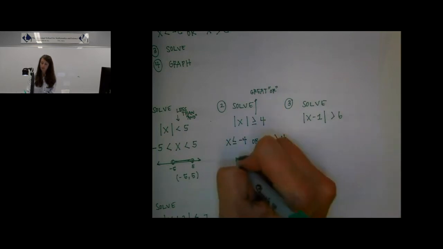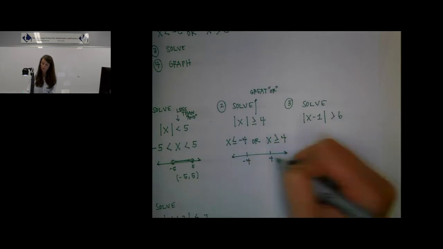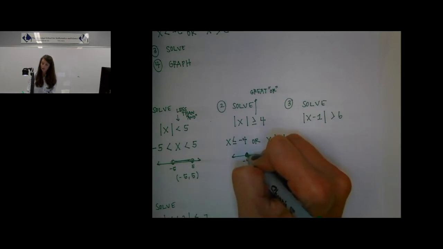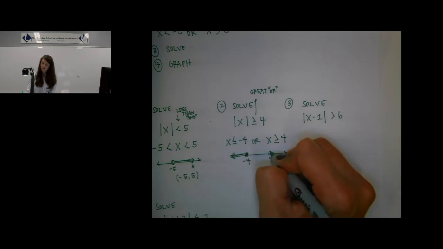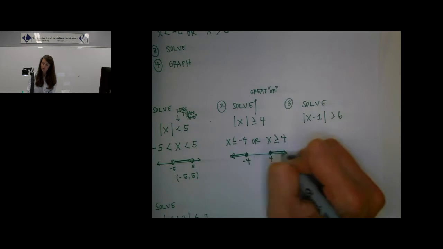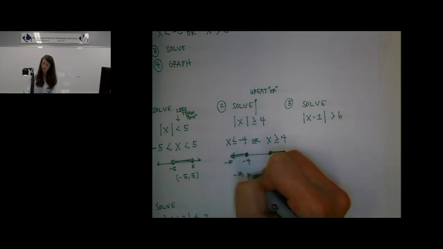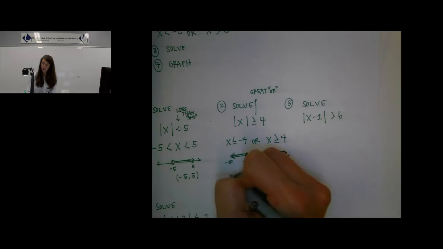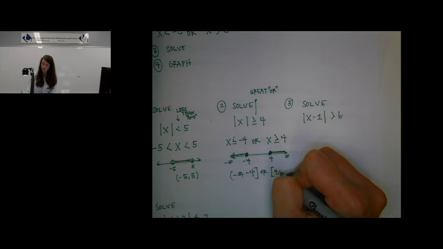And I can't be at the same number, so I need to change it to a negative 4. I don't have to solve anything here. So now we'll have a negative 4 and a positive 4. At negative 4 we'll have a closed circle. X is less than, so it's everything to the left. X is greater than or equal to 4, so it's everything to the right. So it'll be from negative infinity to negative 4, the bracket, or 4 to infinity.